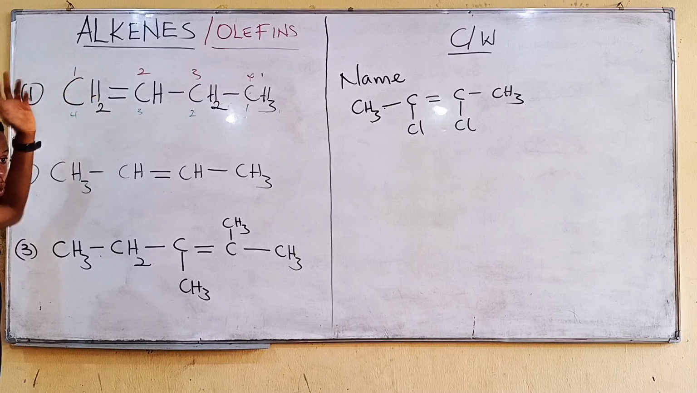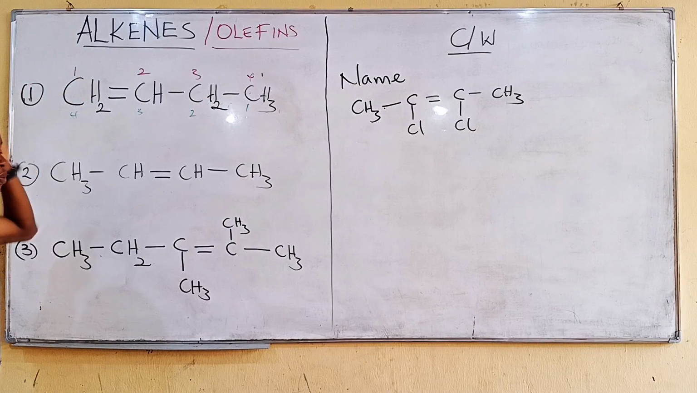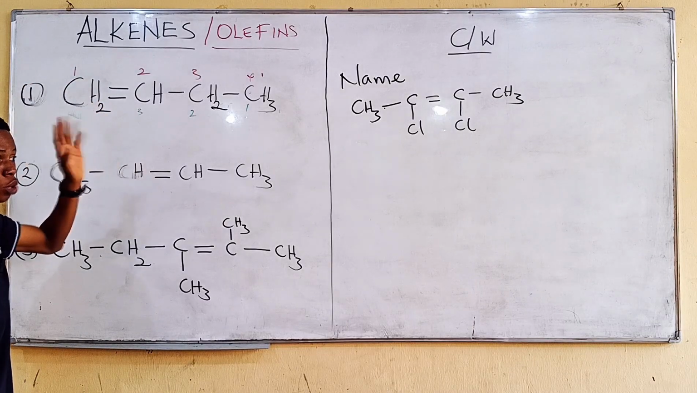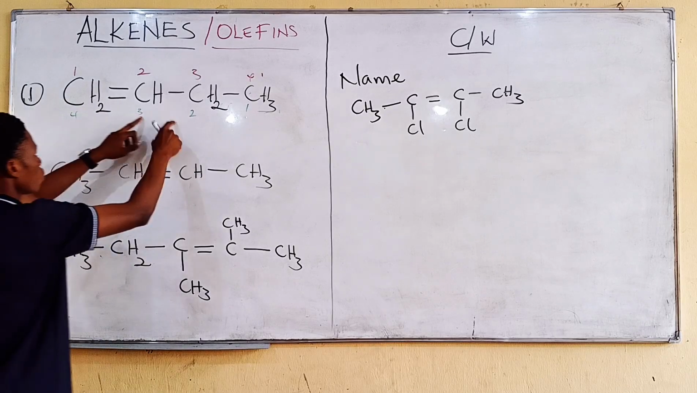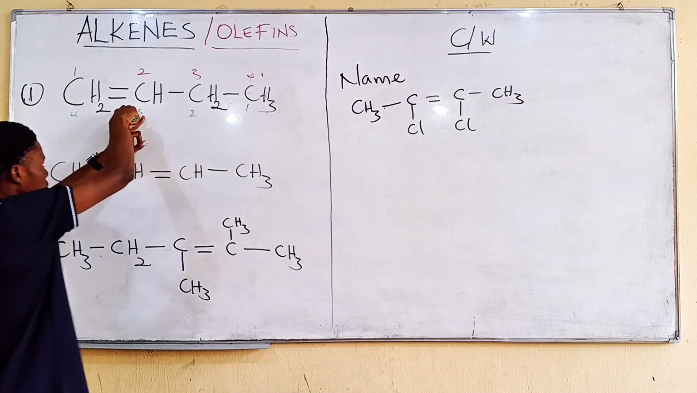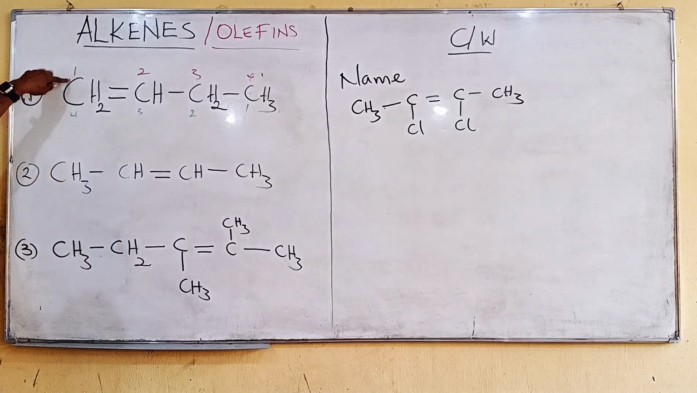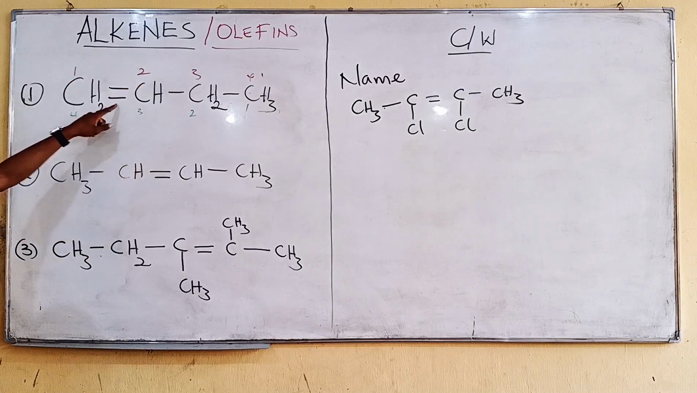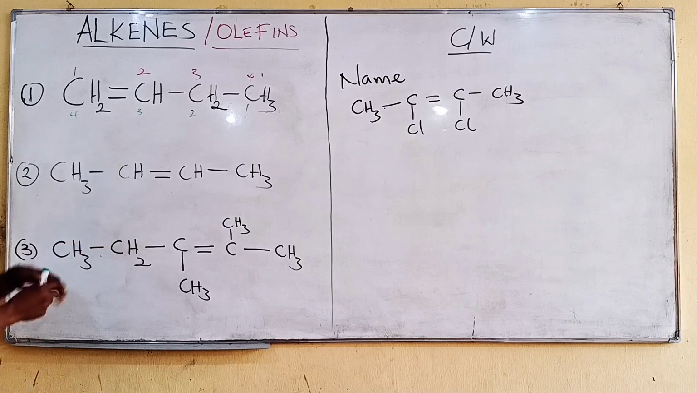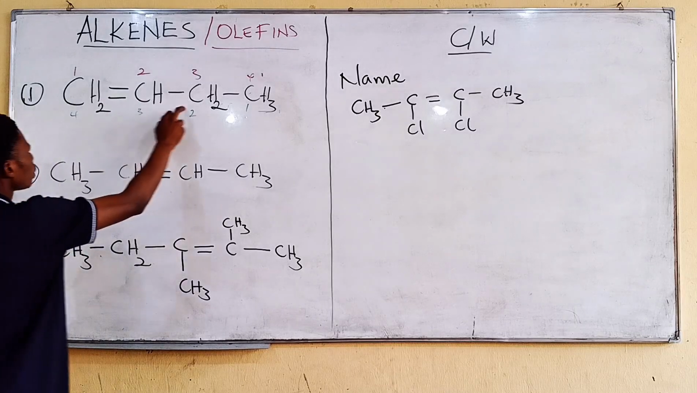1, right? Now, when you are counting, the first carbon attached to the double bond is the one you take. Like this one, I took this one because it is still attached to the double bond, and we are coming from here, so we are hitting this first. The right way to number it is from here because we are giving the double bond the lowest numbering. So in this case, 1, 2, 3, 4.